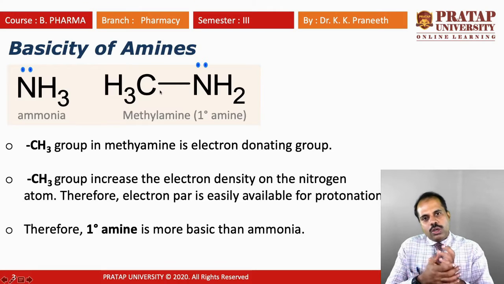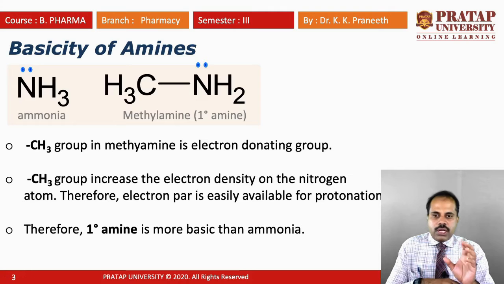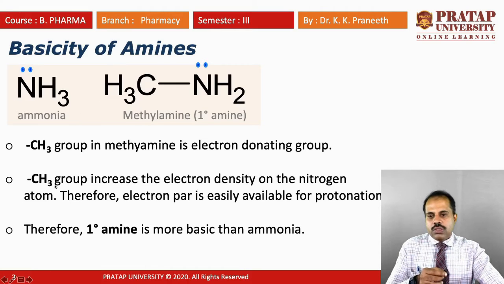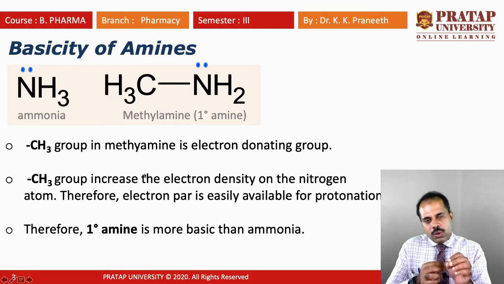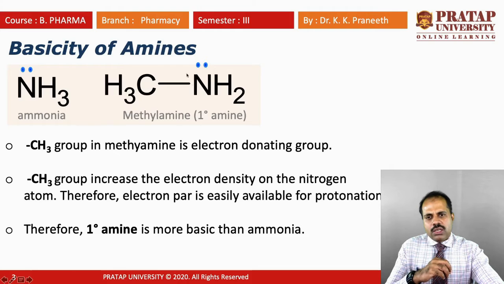The important point to remember is that the CH3 group is an electron donating group. It's an electron releasing group. We all know this, right? CH3 is an electron releasing group, so it increases the electron density, because there is an electron push from the carbon of the CH3 group towards the nitrogen. So the electron density on the nitrogen will be increased.